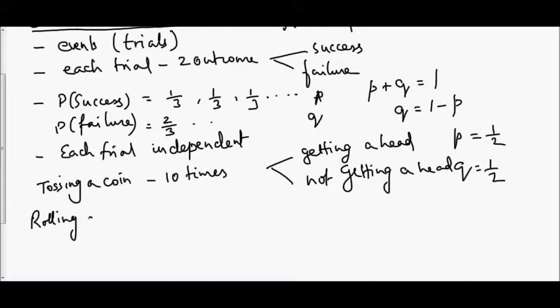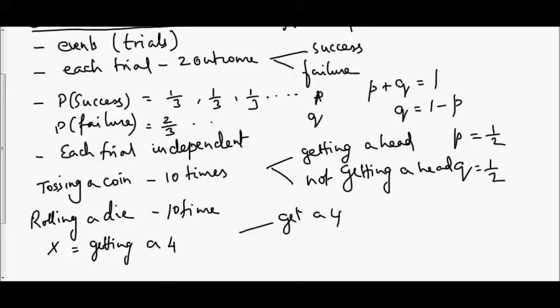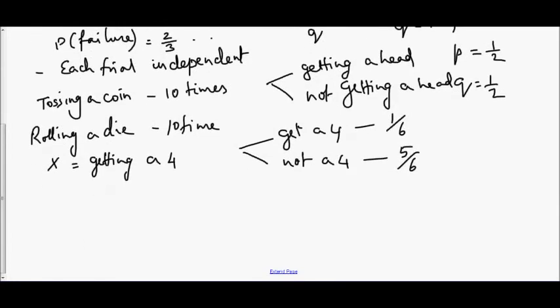You'll understand this better with rolling a die. I roll a die again 10 times, and if I want my random variable to be getting a 4, then the outcome would be getting a 4 or not getting a 4. We don't bother about getting a 5 or a 6 or 1 or 2, but it's just getting a 4 or not getting a 4. So the probability of getting a 4 is 1 over 6, and of not getting a 4 is 5 over 6. And this is all that we want for binomial distribution.